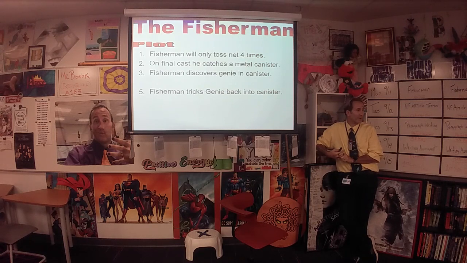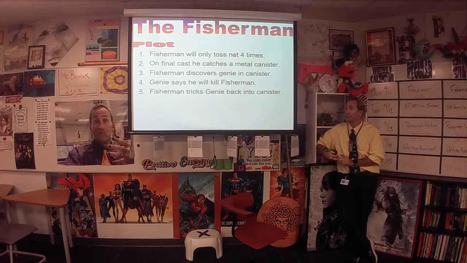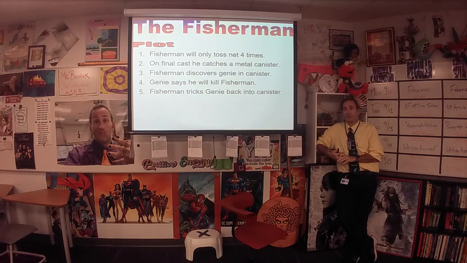Callie, are you going for 4? Let's see. 3, fisherman discovers genie in canister. 5, fisherman tricks genie back in. So 4 would be? 4 is the genie threatens the fisherman. Perfect. There you go. Like story. Genie says he will kill. And that breaks it down into the 5 parts. I had faith in you. Told you, once you figure out 1 and 5, I give you 3, it becomes pretty easy.